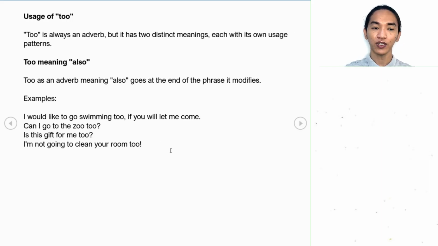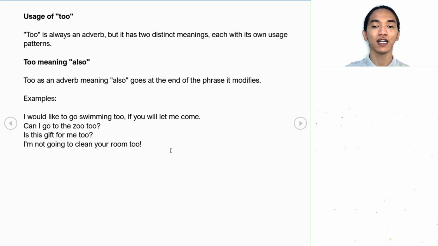Now, use of too. Okay, too. So too is always an adverb, but it has two meanings, each with its own usage. The first meaning is too means also, okay? Too as an adverb meaning also goes at the end of the phrase it modifies. So remember, if you mean also, you put the too at the end, okay? I would like to go swimming too.